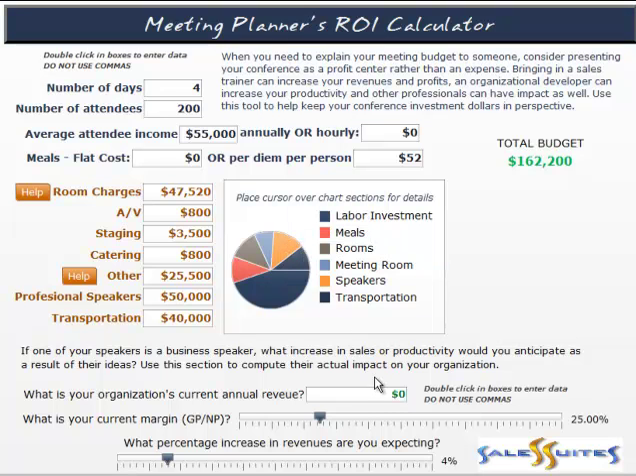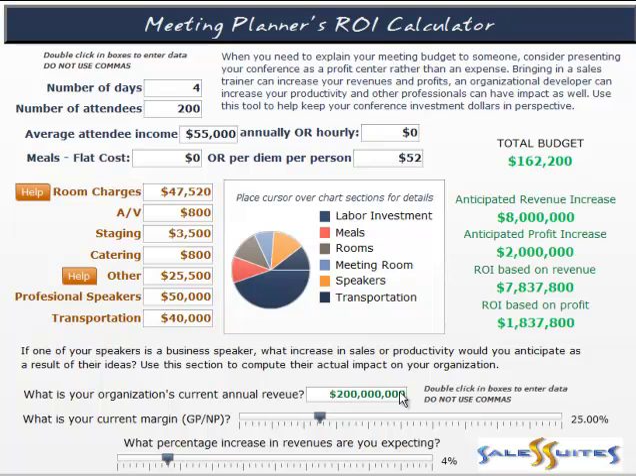Well, what are those changes worth to them? In order to compute an ROI, we need two numbers. One is their annual revenue, and one is their profit margin. They can use gross profit or net profit. It really doesn't matter. So let's say, for the sake of conversation, that this is a $200 million company. And again, we're not using commas. And if we've done it right, the commas will show up.